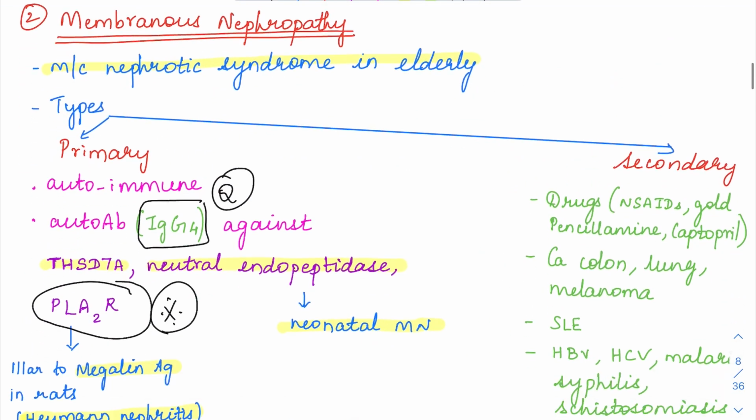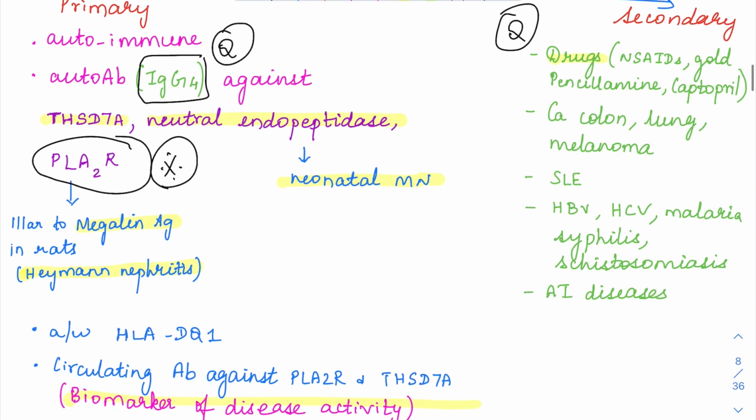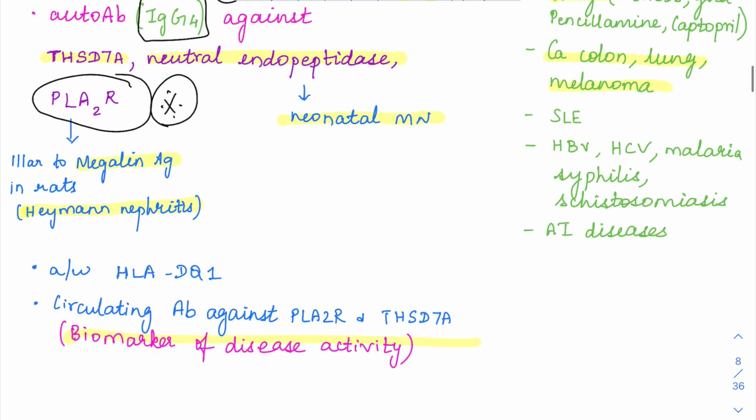And here, in secondary membranous nephropathy, we are going to have various causes. Again, as I mentioned, causes of all the nephropathies will be important. Drugs like NSAIDs, gold, penicillin, captopril can trigger a membranous nephropathy. Then cancers, since it's elderly people, right? Any cancers like colon cancer, lung cancer or melanoma can also trigger a membranous nephropathy. Then other connective tissue and autoimmune disorders like SLE, and infections like hepatitis B, hepatitis C, schistosoma, malaria, syphilis, all of this can present with a membranous nephropathy.